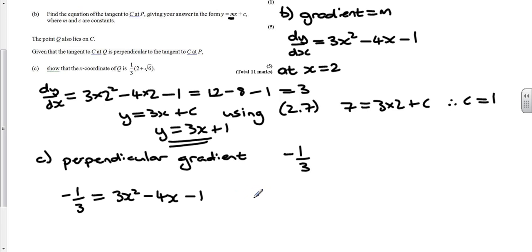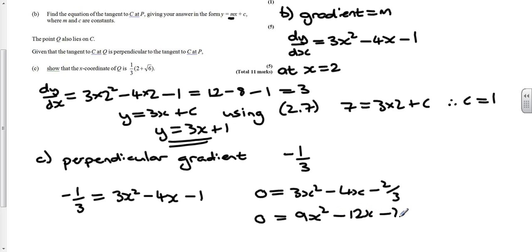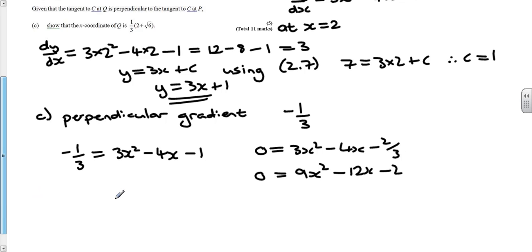Rearranging this one, if we add a third onto both sides, we end up with this, times everything by 3, just to make it a bit more convenient. And now to work out x, we're going to need to substitute it into the quadratic formula. I'm running out of time on this particular one, so I'm going to make an extra video where I do that, and we'll pick up from here. Sub into the quadratic formula. See you in a minute or two on the next video.